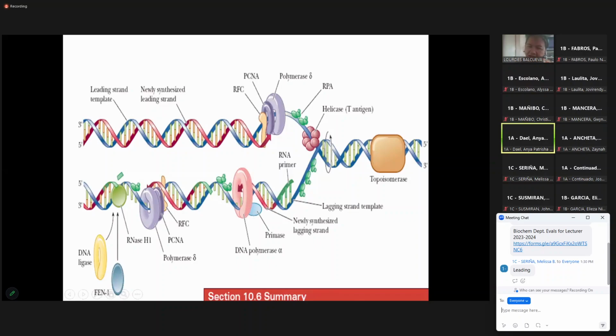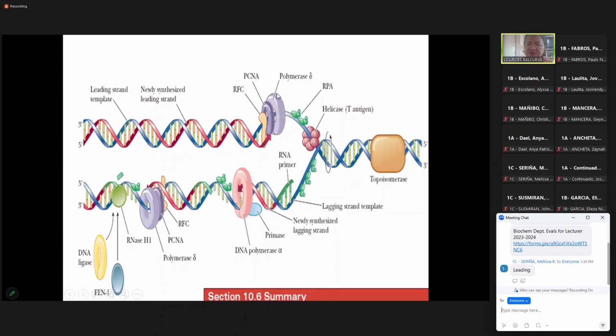Proliferating cell nuclear antigen. PCNA stands for proliferating cell nuclear antigen. So what is the use? Why is it bound to your polymerase delta? In order for the enzyme to have processivity.